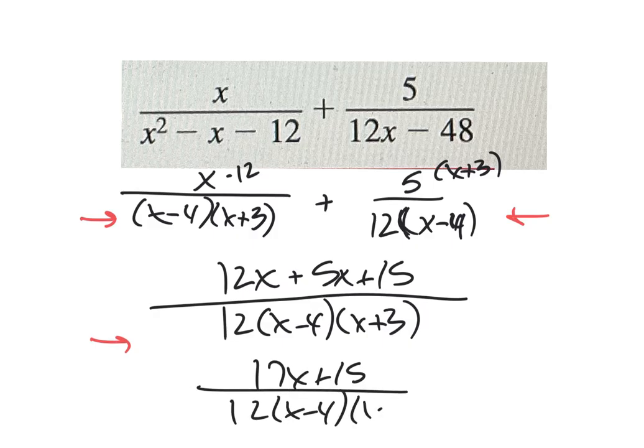Now, if I could factor my numerator, I would try to do it and see if it would cancel anything on the bottom. But there's no way 17x plus 15 factors. So I'm just going to stop right there.